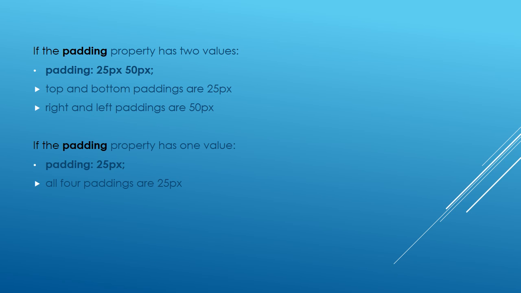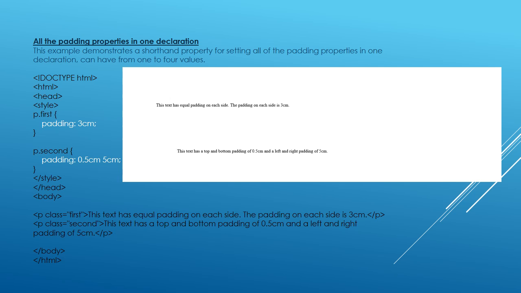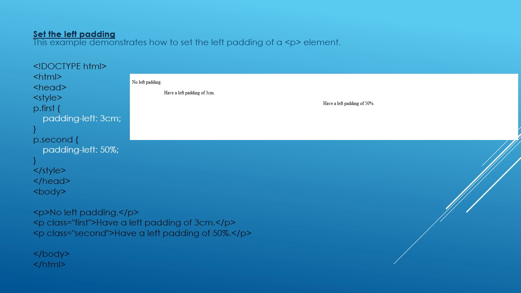If the padding property has two values: padding: 25px 50px, top and bottom paddings are 25 pixels, right and left paddings are 50 pixels. If the padding property has one value: padding: 25px, all four paddings are 25 pixels. This example demonstrates a shorthand property for setting all of the padding properties in one declaration, which can have from 1 to 4 values. This example demonstrates how to set the left padding of a P element.